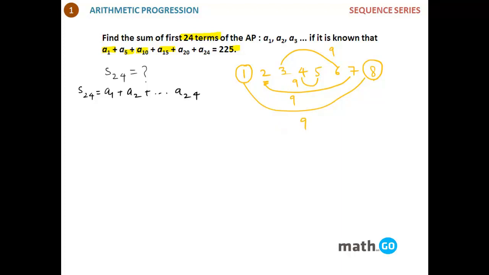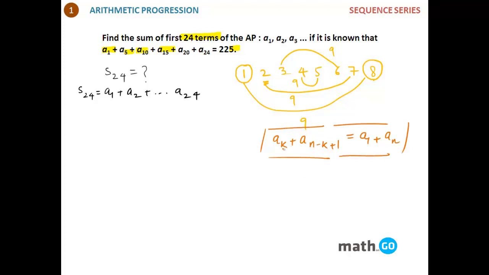So the property here is that Ak plus A(n minus k plus 1) is equal to A1 plus An. Just remember this property, a very useful property, might be used in the exams, right? I want to make sure that you understand what I have written here.